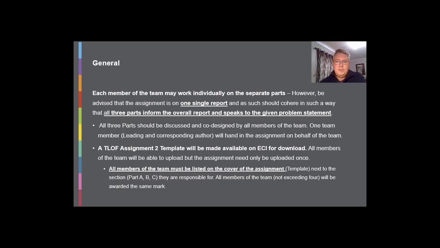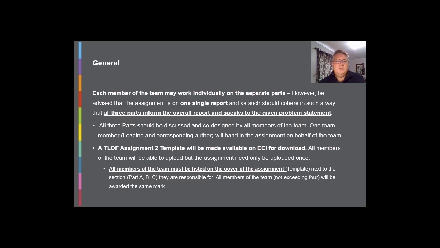Pretty much very similar to your previous group work. Although 3 people work on it, there must be conversation, discussion, and we've taken a look at the idea of dialogue. And so there must be dialogue about this between the group members. That is also one of the keys, I would say, to do this effectively. All 3 parts should be discussed and co-designed by all members of the team.